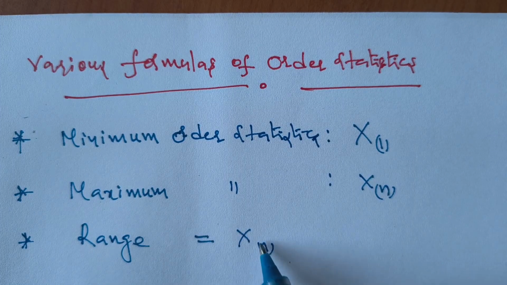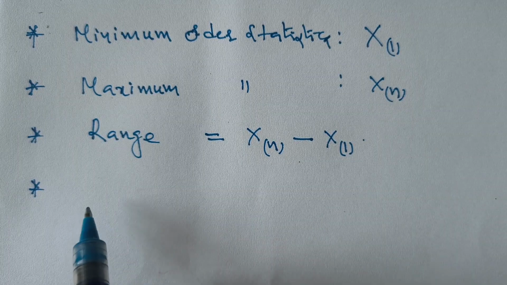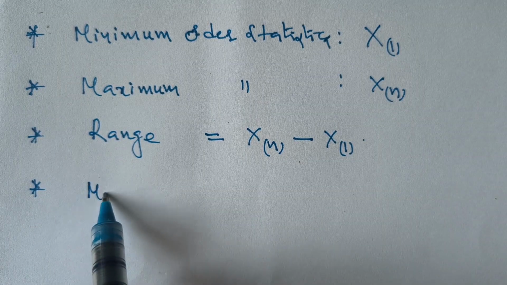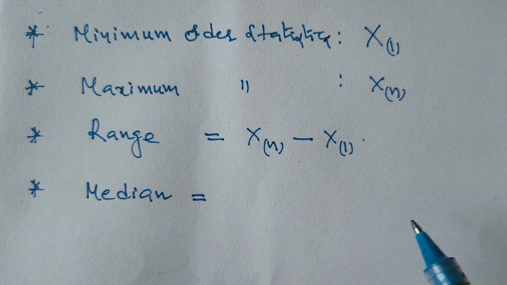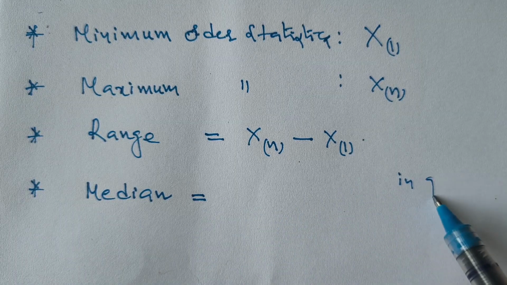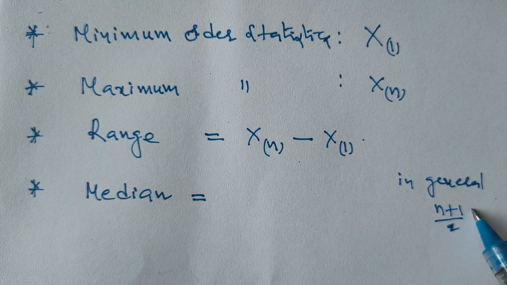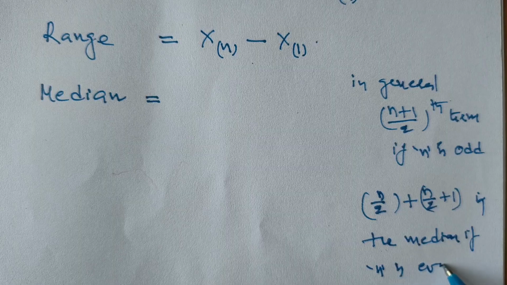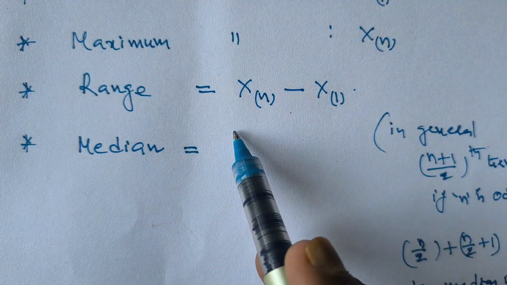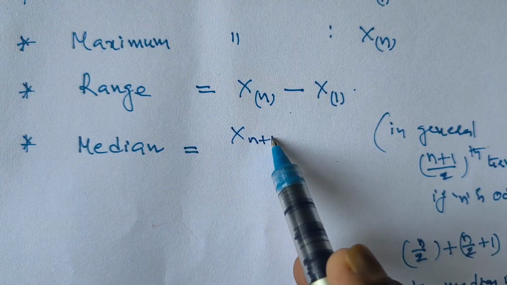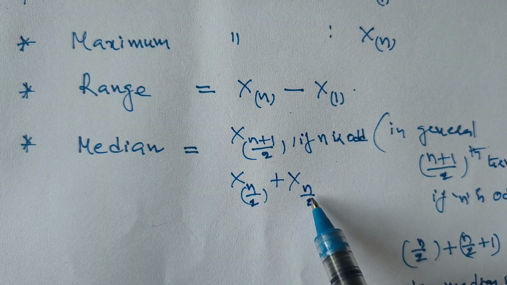Range always has the formula maximum value minus minimum value, and the median also has a formula for order statistics. Remember, in general, the median of the given data can be found by the formula learned in lower classes: (n plus 1) by 2 if n is odd. If n is even, (n by 2 plus 1) whole by 2 is the median value.